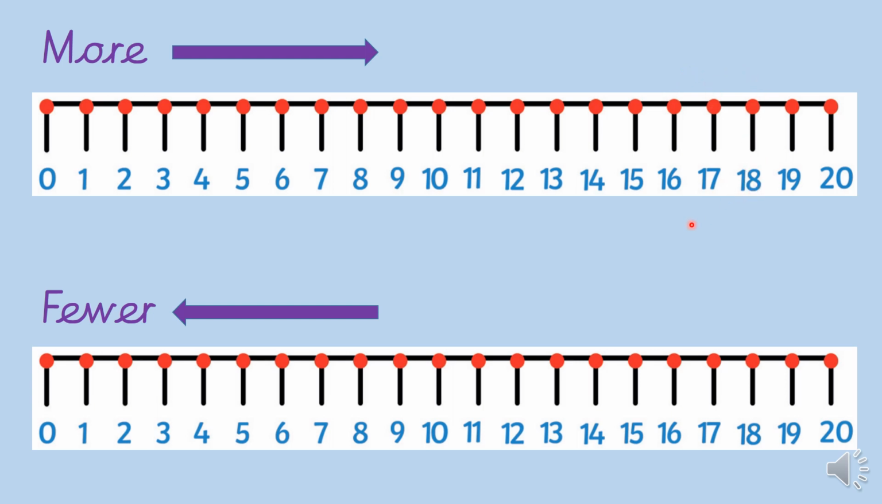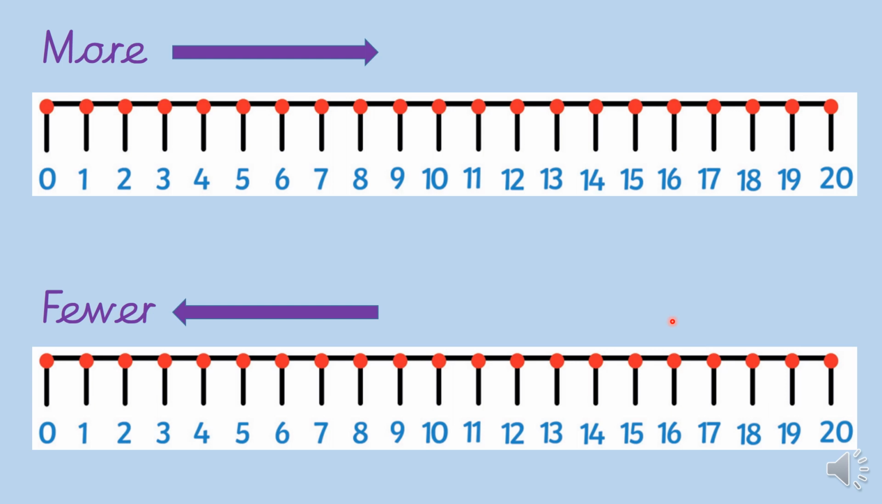Let's just quickly practice finding fewer then. What is 1 fewer than 20? So remember you've got to go backwards this time. Well done if you said 19. So remember you have to start on 20, 1 fewer than 20, so jump backwards 1 and we get to number 19.